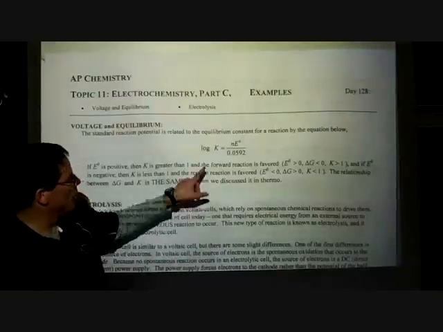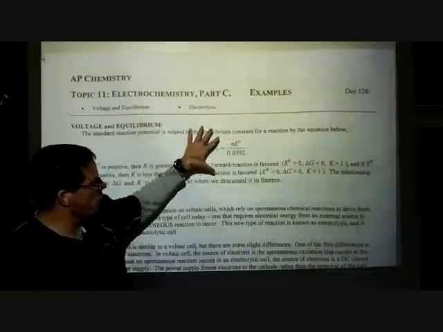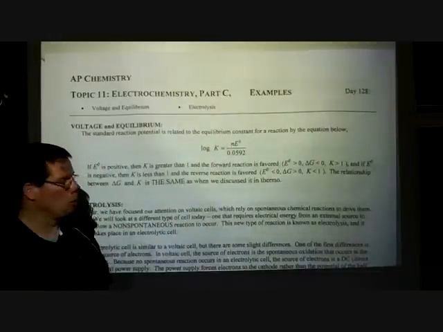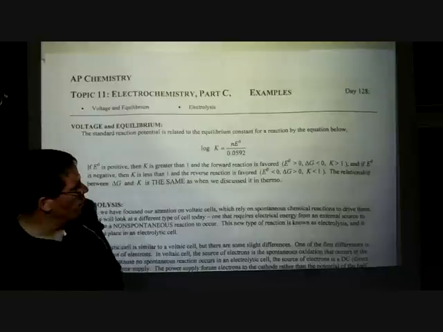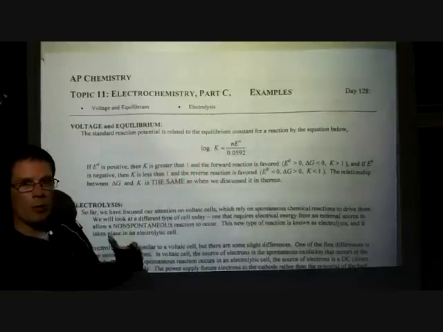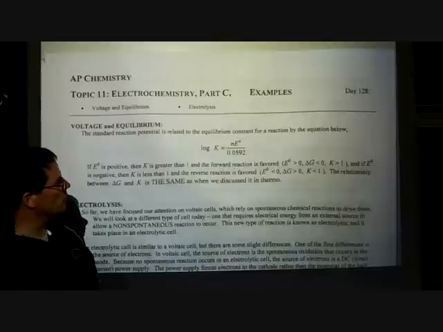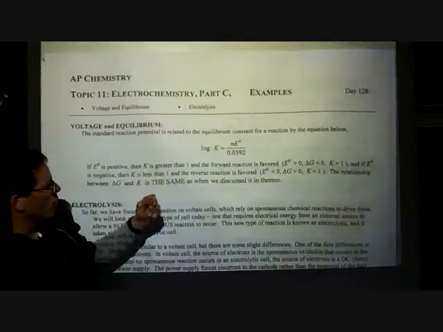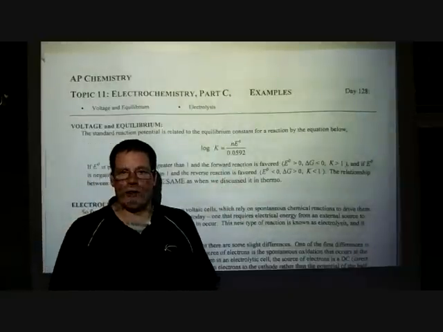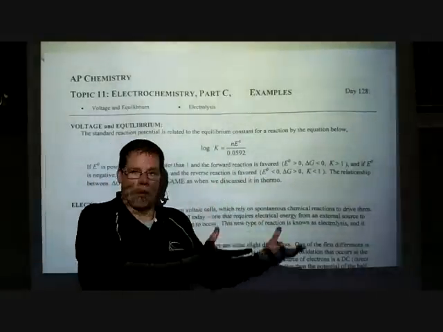Do realize that the log of K, and this is a little bit of a rearrangement of the Nernst equation that we worked with earlier in this topic, applies when we deal with equilibrium. We don't do a whole lot with the electrochemical system here, but again, remember that when E is positive and K is greater than 1, the forward reaction is favored. What that means is the reactants will form the products.